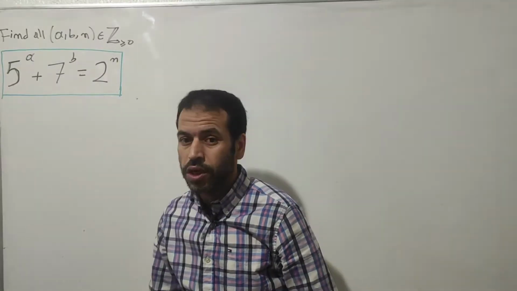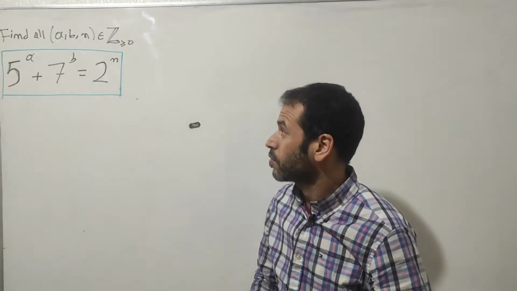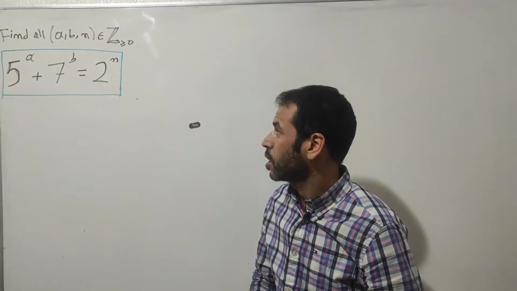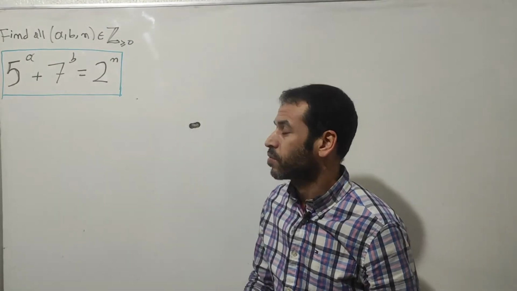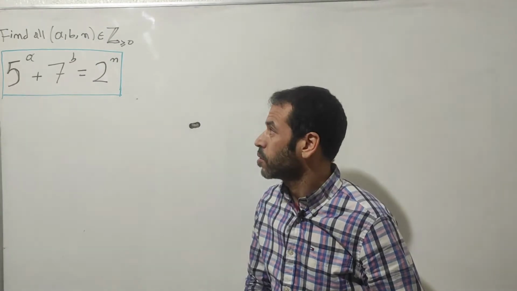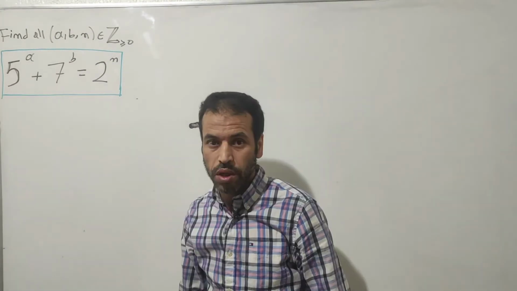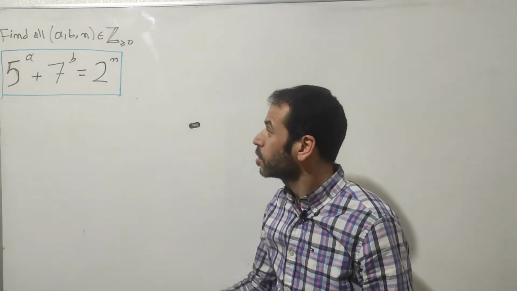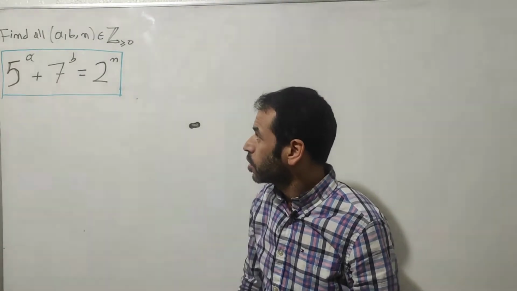In today's video, here is a nice problem regarding arithmetic and number theory. Here is the following setup. Find all a, b, n as non-negative integers that satisfy the following equation: 5 to the a plus 7 to the b equals a power of 2. I just wrote this problem simultaneously, so I came up with this one.